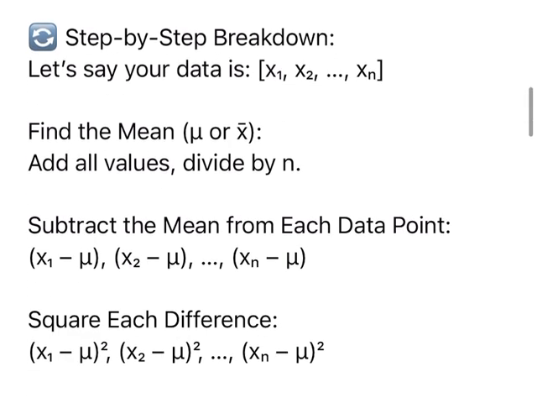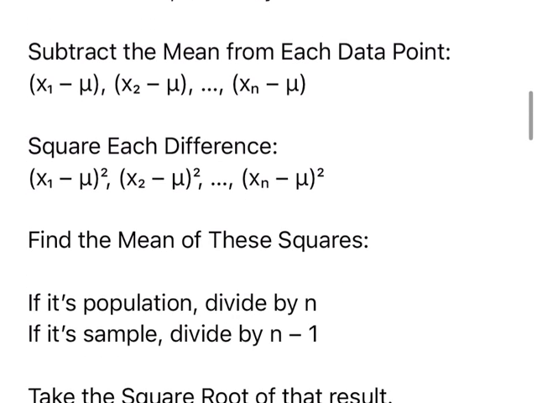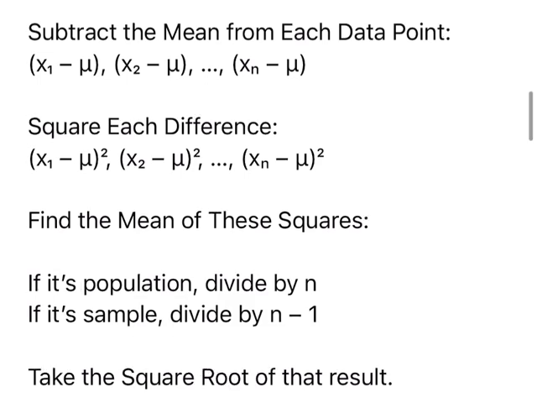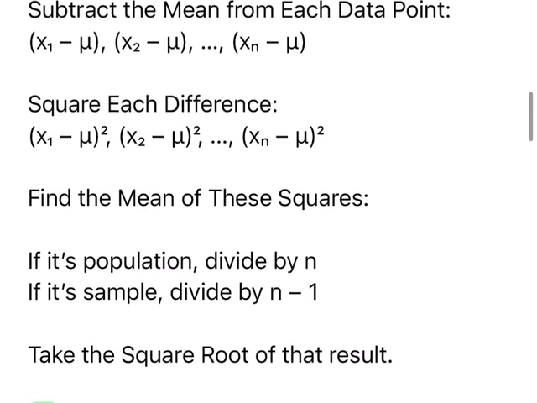Step-by-step breakdown. Let's say your data is x1, x2, through xn. Find the mean, mu: add all values, divide by n. Subtract the mean from each data point: x1 minus mu, x2 minus mu, xn minus mu. Square each difference: x1 minus mu squared, x2 minus mu squared.